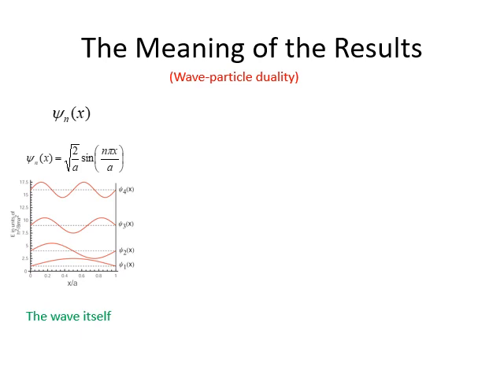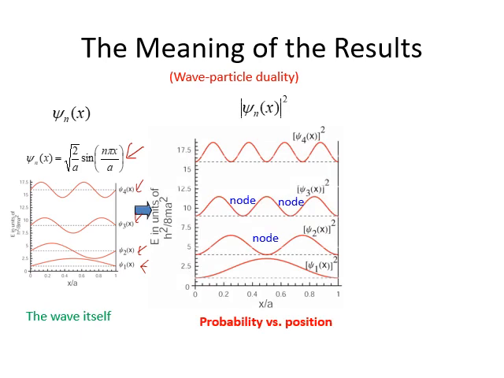Let's now focus on this wave function. So here is the normalized wave function, and these are the plots for n equals 1, 2, 3, 4. So what does this wave function mean? As we know, the wave function does not have a meaning. Its square tells you the probability. So we need to square all these wave functions. And these are the squares of these wave functions.